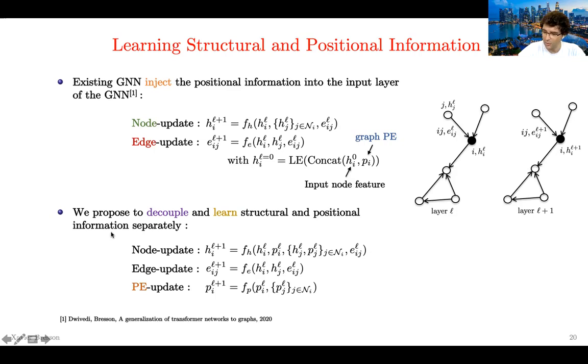What we propose in this work is to decouple structural and positional representation to make it easy for the network to learn structural and positional information. So we're going to have the node update, the edge update, and we're going to have a new update, which is the positional encoding update, with the variable P. And P will be used in the edge update, the structural update.